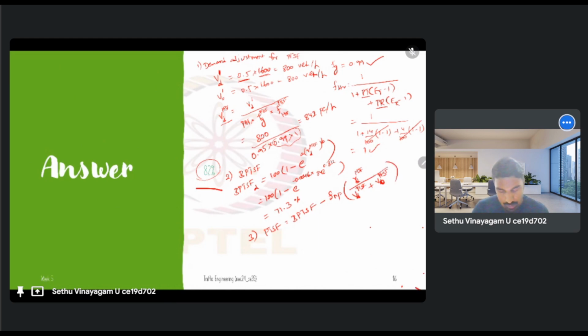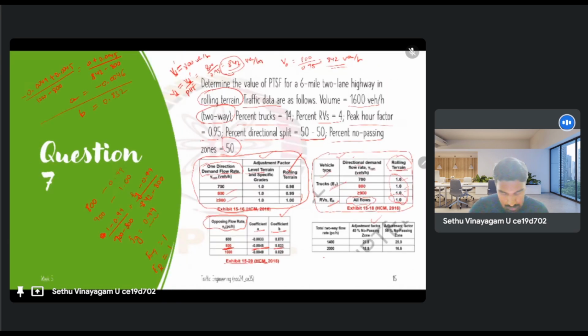Okay, so this we have calculated, 842. A similar exercise you have to do for the other direction, but since these are carrying equal flows in both directions, the opposite direction will also have the same PTSF adjusted demand, right? So therefore, all we need now is the no passing zone adjustment. So how do we get that? That's where we use this last table.